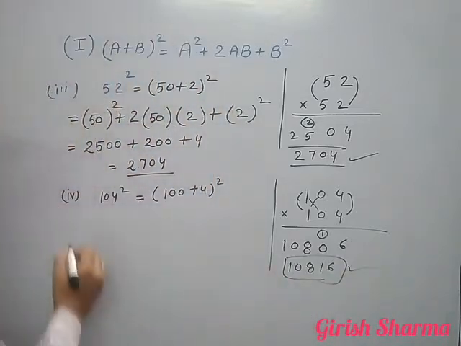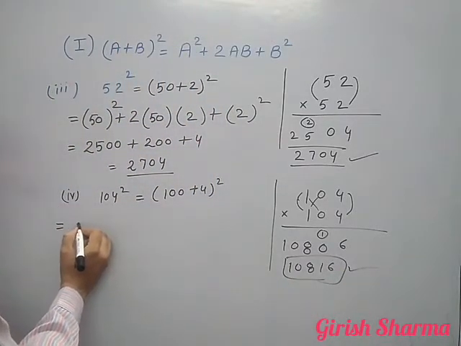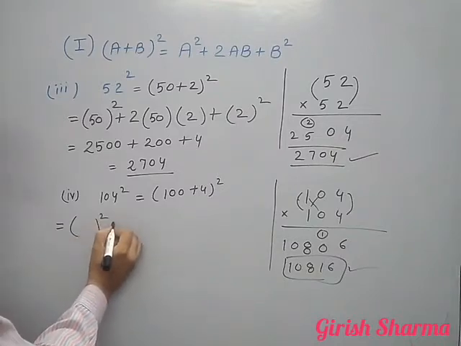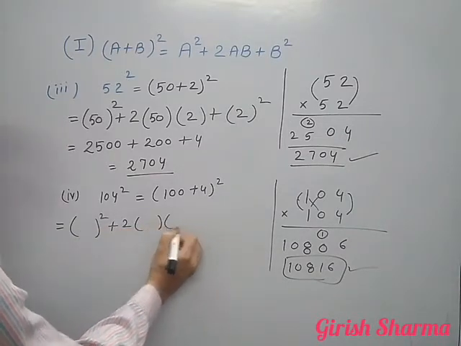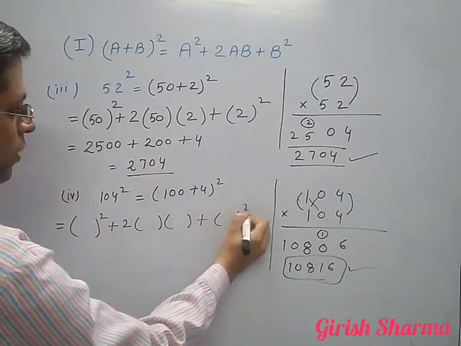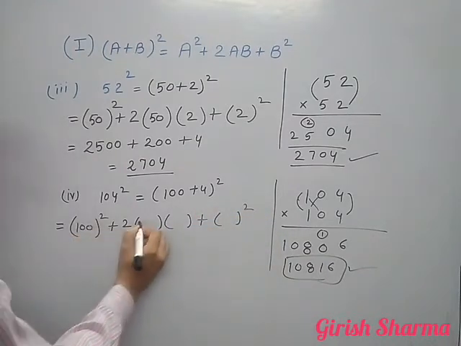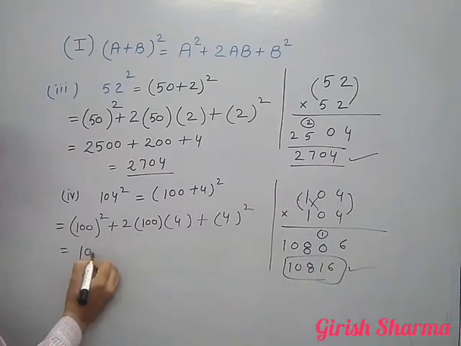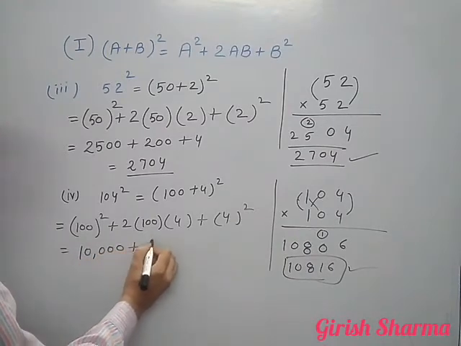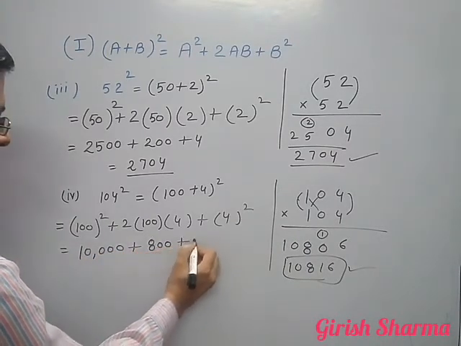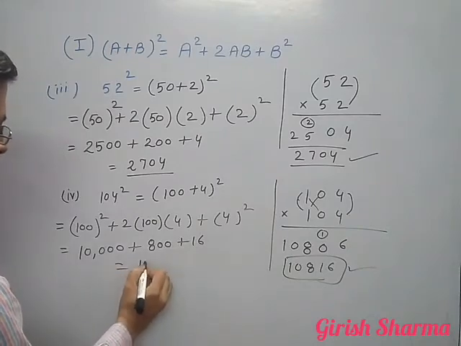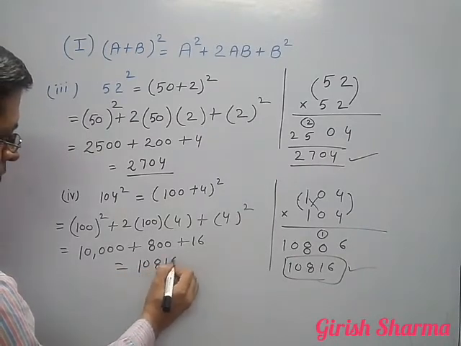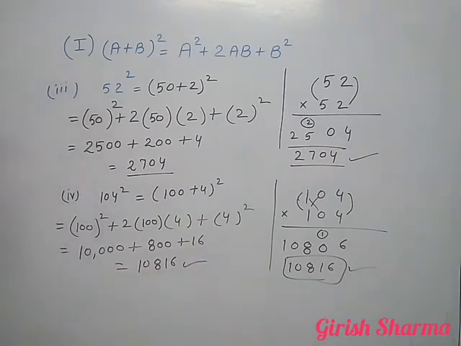Come on, here by identity. What is our identity? A square plus 2ab plus b square, with 100, 100, 4 and 4. That is your 10,816. Can I write it in this way? This is the answer. Okay, come on, the next identity.